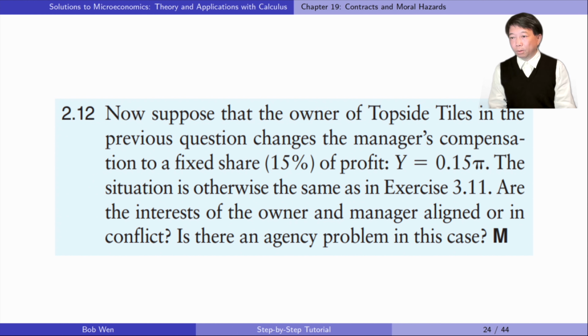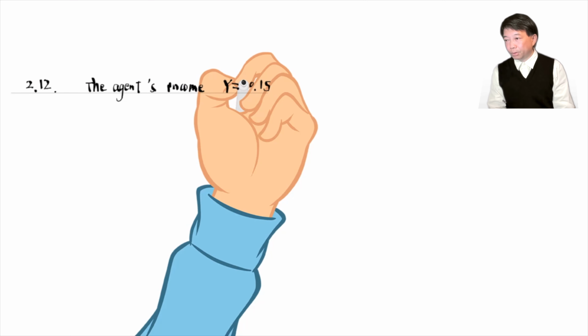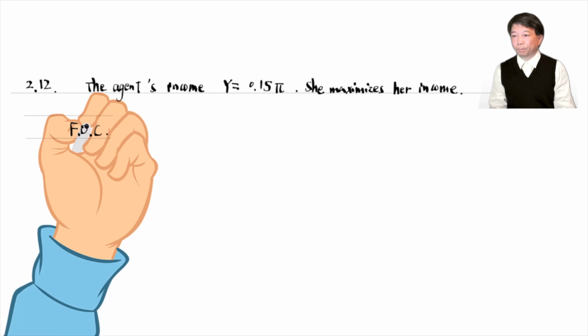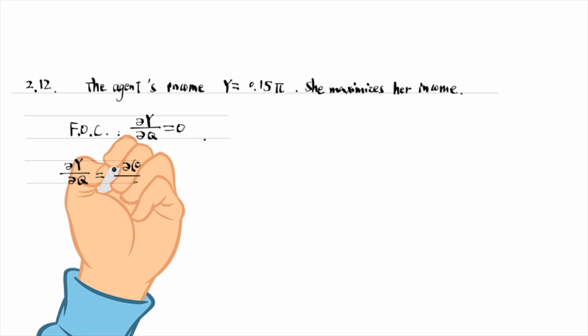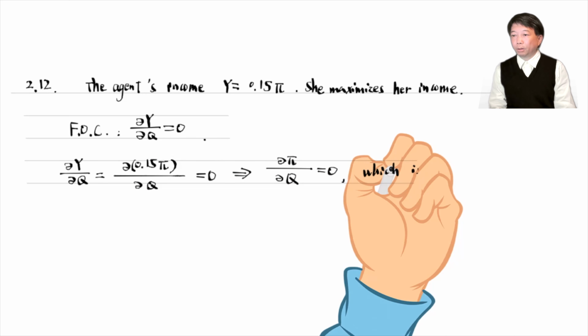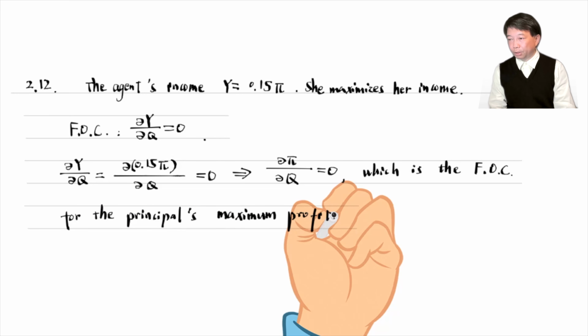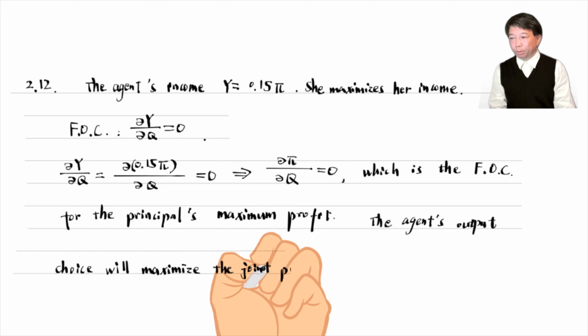The interests of the owner and manager are aligned under the profit-sharing contract between the principal and the agent. The agent's income is a proportion of the profit. She maximizes her income by choosing an output level that satisfies the first-order condition. The first-order condition is equivalent to the principal's first-order condition for maximum profit. So, the agent's choice will maximize the joint profit. There is no agency problem in this case.